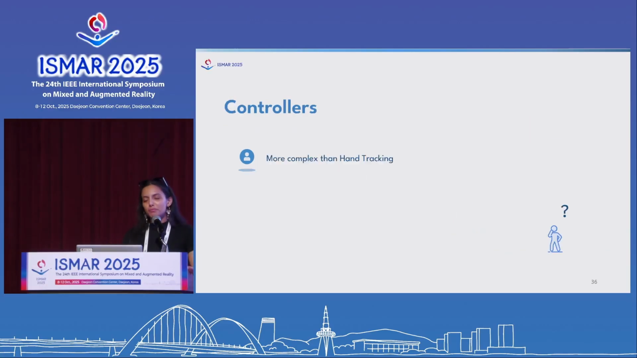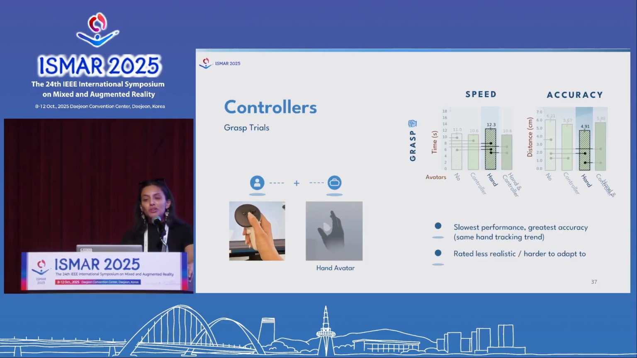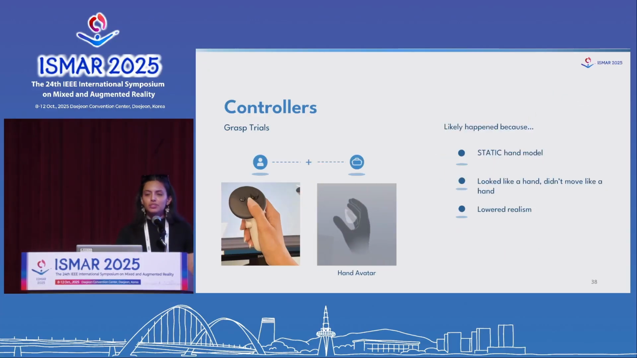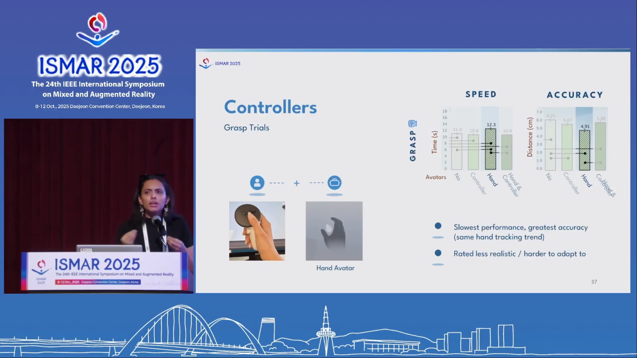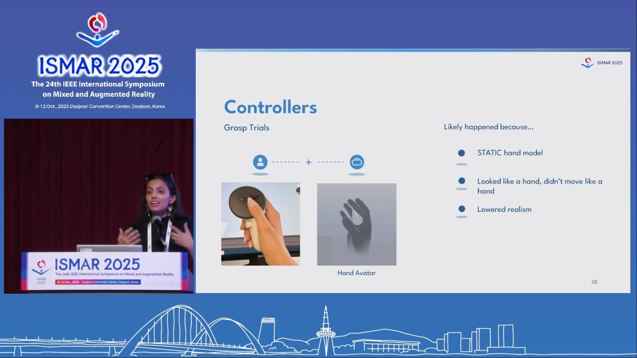Controllers were a bit more complex than hand tracking. So for the grasp trials, the hand avatar had the slowest performance, but it did present the greatest accuracy, the same trend we saw with hand tracking. However, with that pairing, participants rated it as less realistic and harder to adapt to, which we found pretty interesting. We believe this happened because though they're seeing the hand avatar, it is a static model. It looks like a hand, but it doesn't really move like a hand, thus violating the participants' expectation of how a hand should behave, lowering their overall realism.